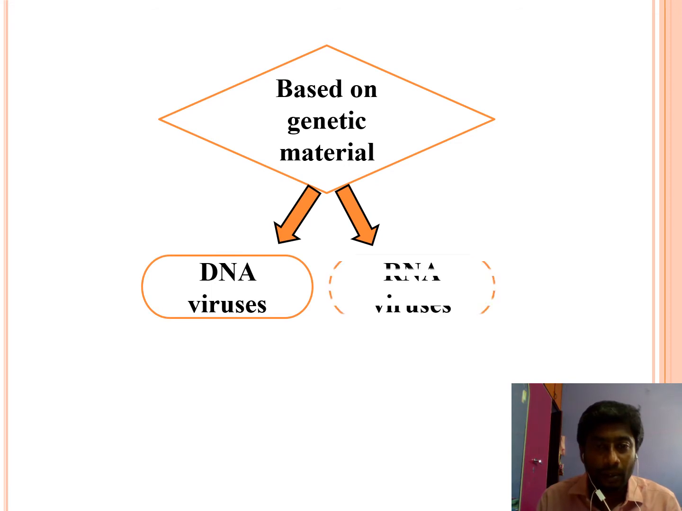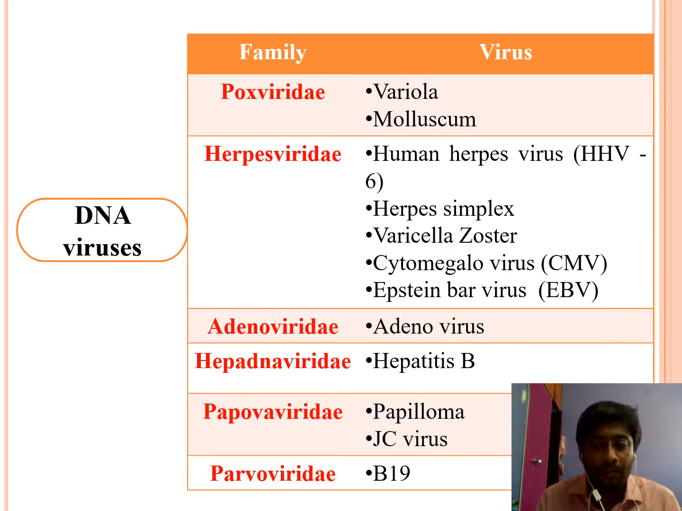So DNA viruses, RNA viruses. For DNA viruses, we have 6 families. The first family is Poxviridae. All the pox viruses come under this group. Here I have given 2 examples: variola virus and molluscum contagiosum virus. These are 2 important viruses which cause infection in human beings. Variola virus causes smallpox and molluscum contagiosum virus causes the swimming pool infection disease.